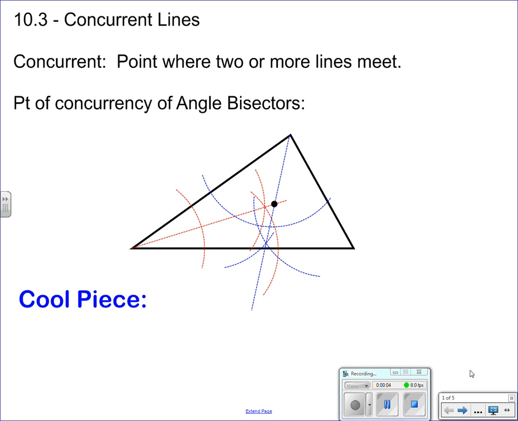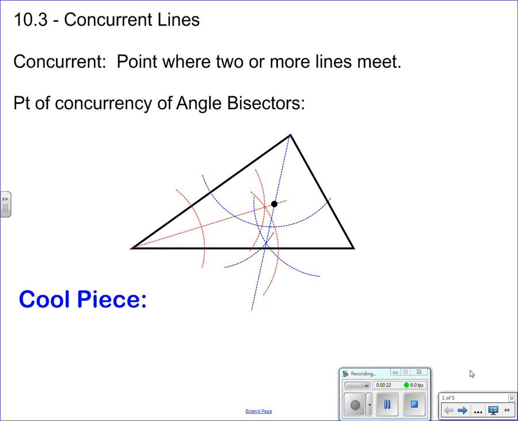This is 10.3 Concurrent Lines. You have hopefully already looked at the websites to figure out how to construct the point of concurrency of the angle bisectors. What it means for something to be concurrent is that it's the point where two or more lines meet.